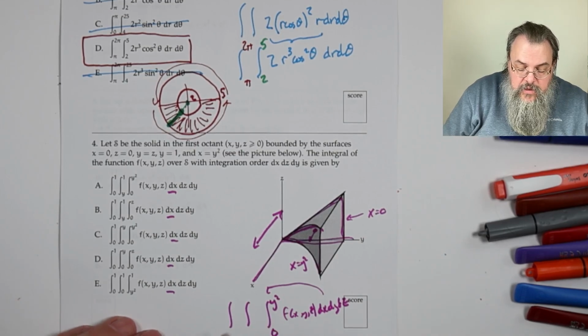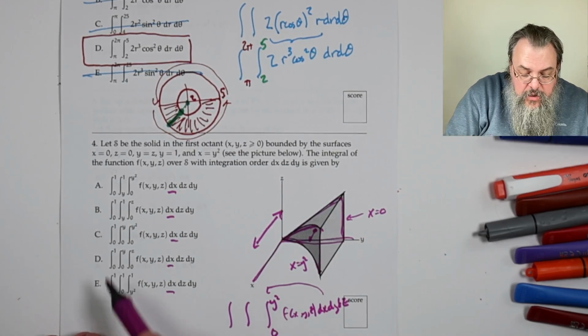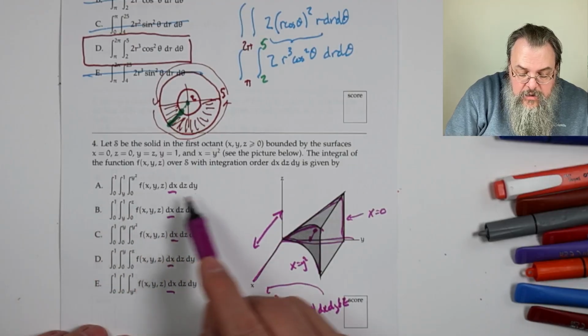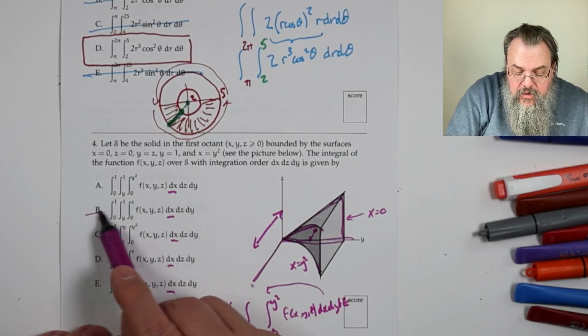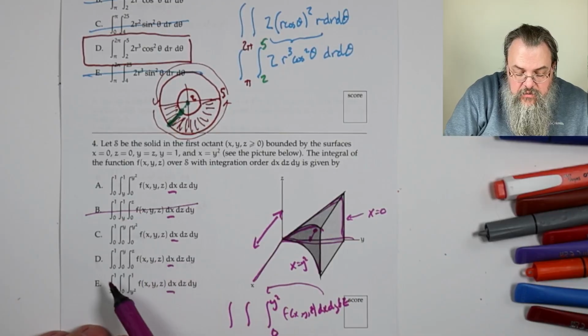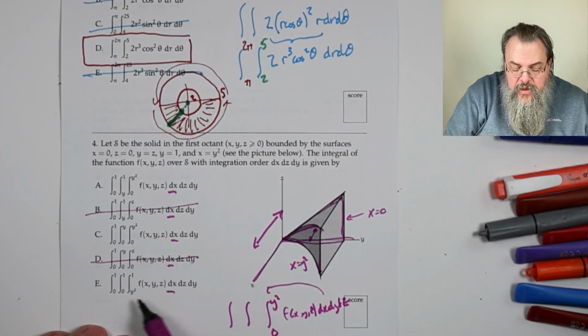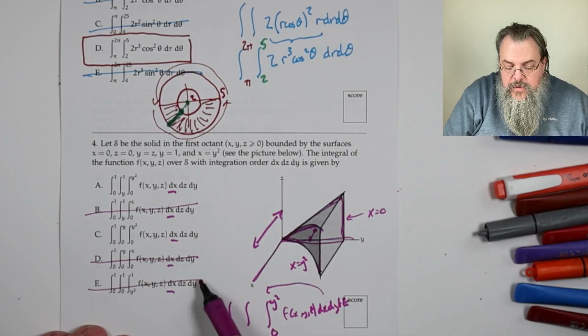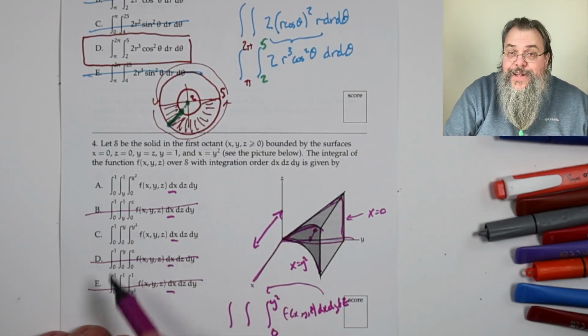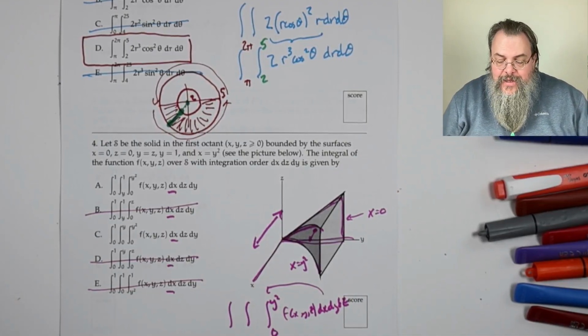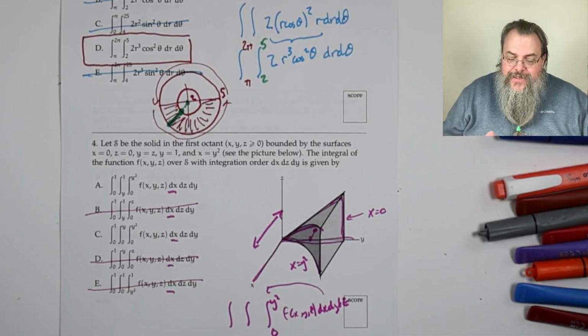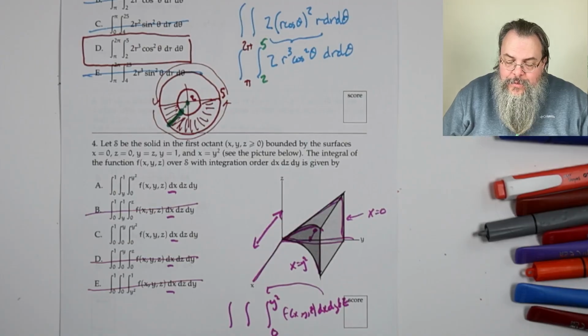So what has 0 to y squared? Well, okay, A, still in the running. 0 to z, nope. C, still in the running. 0 to z, nope. Y squared to 1, nope. So we now narrowed it down. Okay, so now that we know where that surface is going, how do we do our next one?